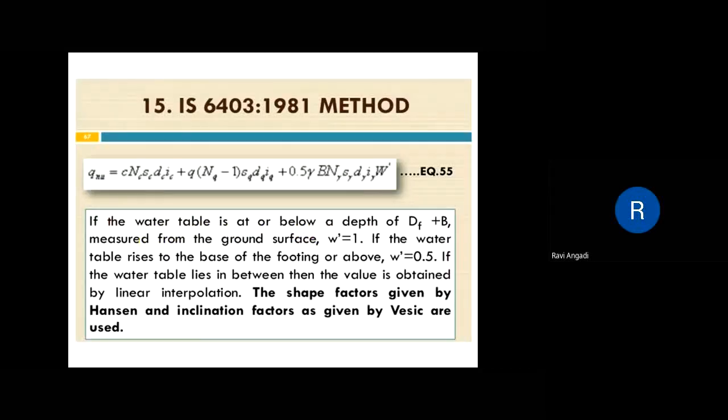Okay. So again, there is an IS code method to calculate the bearing capacity of the soil. If the water table is at or below a depth of Df plus B, measured from the ground surface, W dash is equal to 1. If the water table rises to the base of the footing or above, and if it lies in between, then the value is obtained by linear interpolation. The shape factors given by Hansen and inclination factors given by Vesic are used.